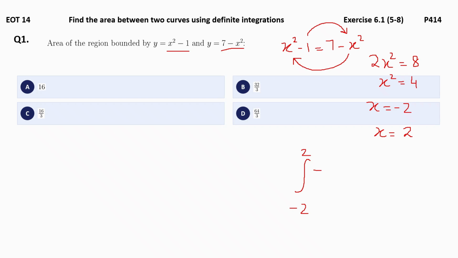Here I go with 7 minus x square. Don't forget to use the right brackets. Minus x square minus 1. Bracket is mandatory. And you get the answer as 64 over 3. Suppose if you enter x square minus 1 minus 7 minus x square, you would have got negative 64 by 3. We will consider the positive value. So the right answer is option D.